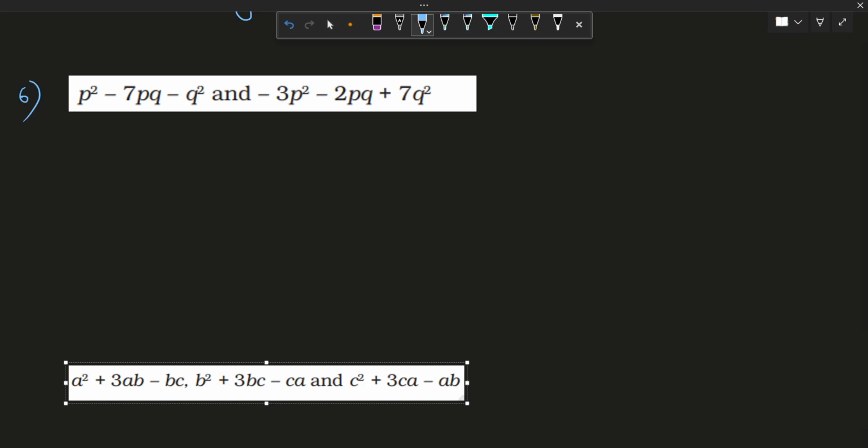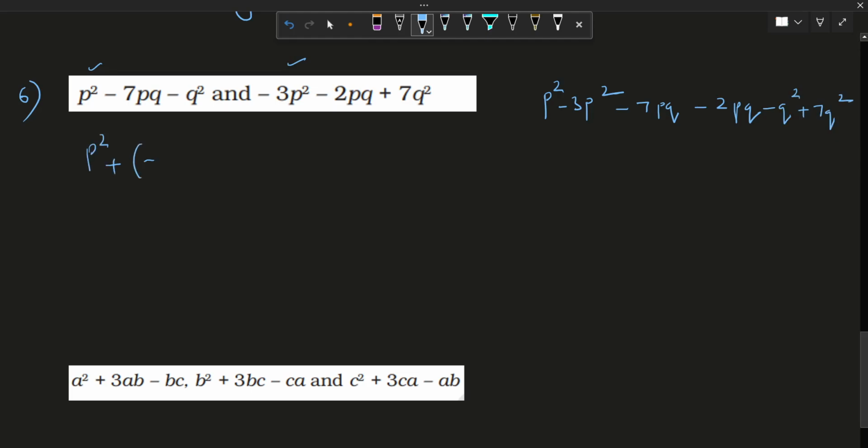Now, p square minus 7pq minus q square. Now to do this, again the easy thing: you can do it mentally also. You can directly write like terms together if you want. p square minus 3p square. Then minus 7pq minus 2pq, because you are doing addition. Yes or no? Or I'll tell you one more way. If you need to, plus 7q square. You can also write it like that, p square plus minus 3p square, because the problem was addition only. Ultimately, plus minus again becomes minus. Okay. Then minus 7pq plus minus 2pq.